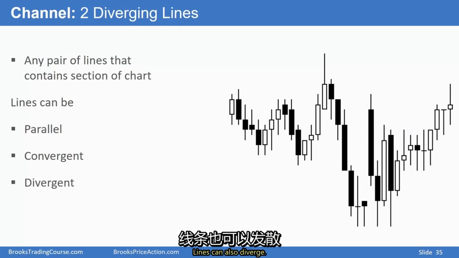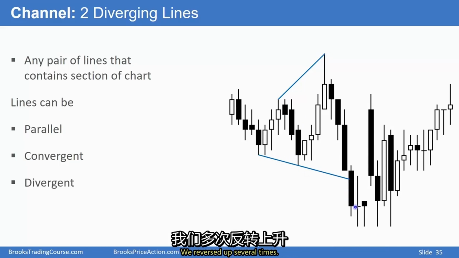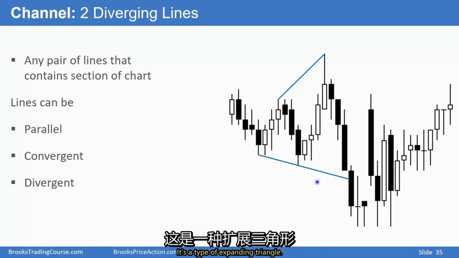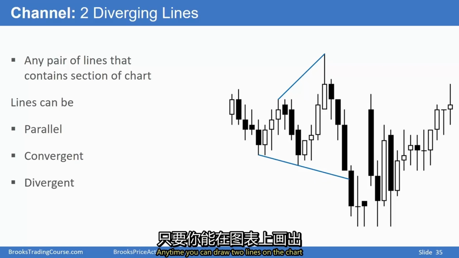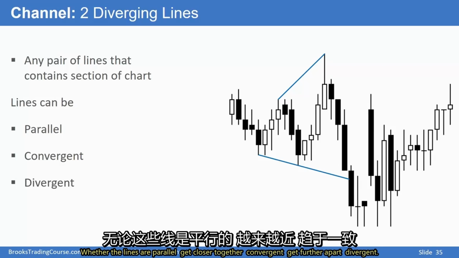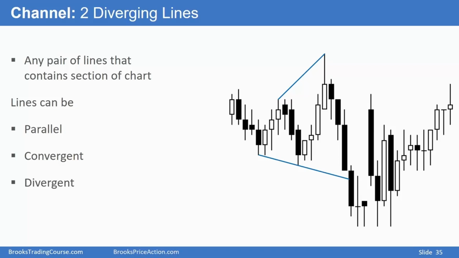Lines can also diverge. So we have a higher high, a lower low, and we tried to get another lower low. We reversed up several times. This is also a channel. It's a horizontal channel where the lines are divergent. It's a type of expanding triangle. Anytime you can draw two lines on the chart and they contain the price action, you have a channel. Whether the lines are parallel, get closer together, convergent, get further apart, divergent. Traders will still watch to see how the market reacts near the lines.